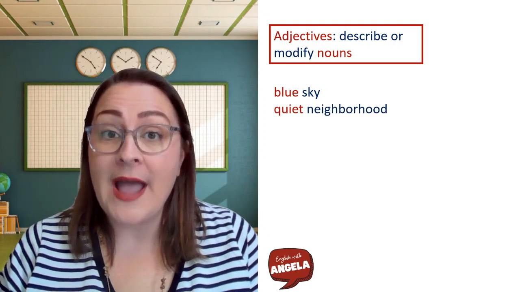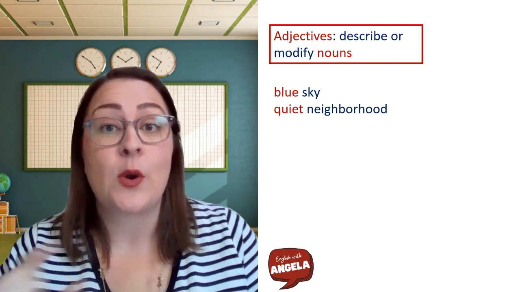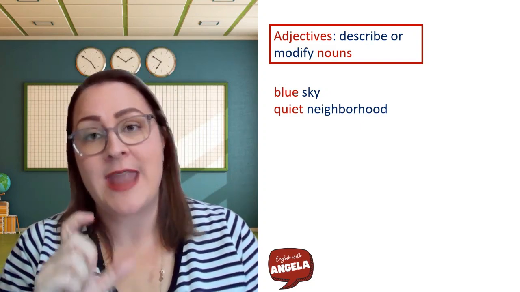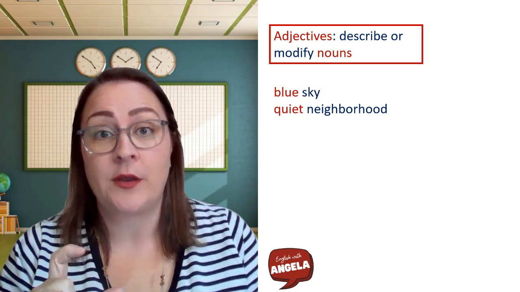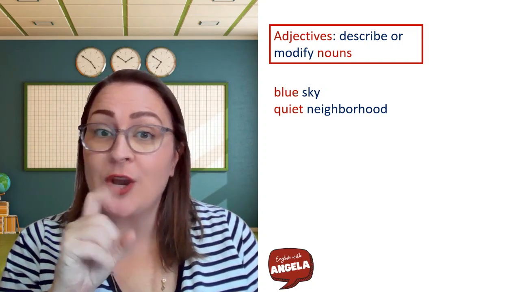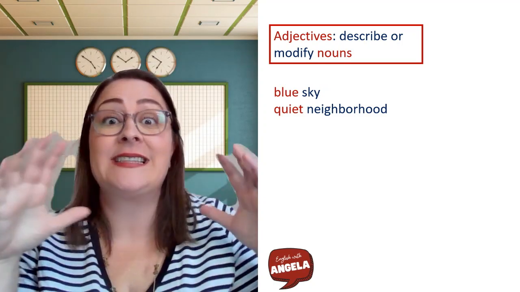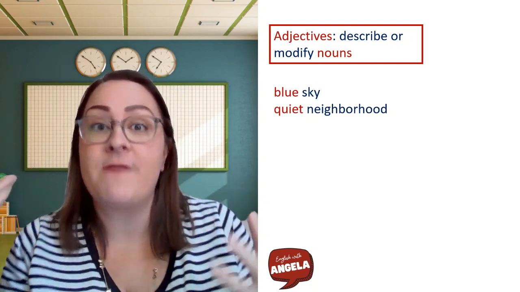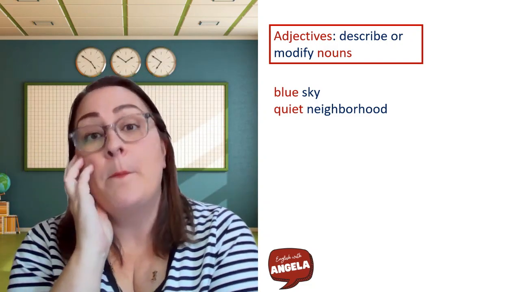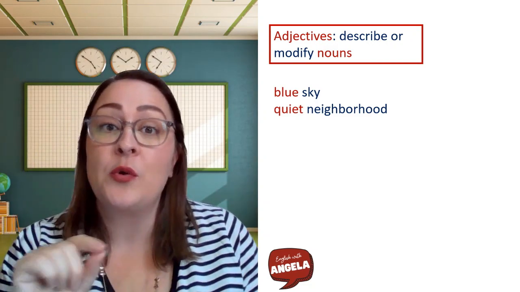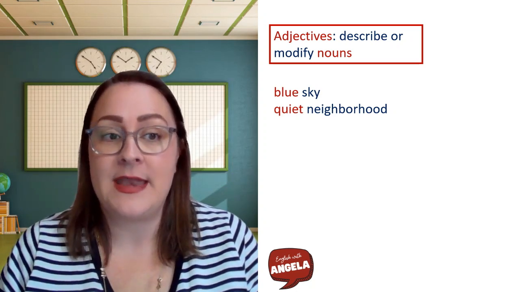How about quiet neighborhood? So the noun that we're talking about is neighborhood. And we're saying it's a quiet neighborhood. We could say it's a loud neighborhood. It's a fun neighborhood. It's a boring neighborhood. Those are adjectives for nouns.